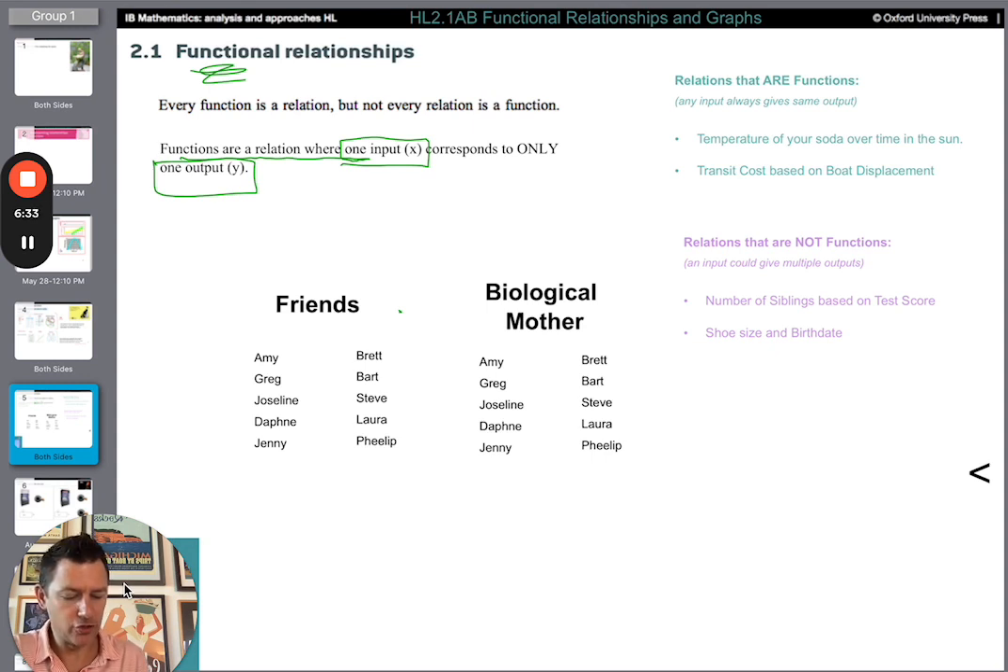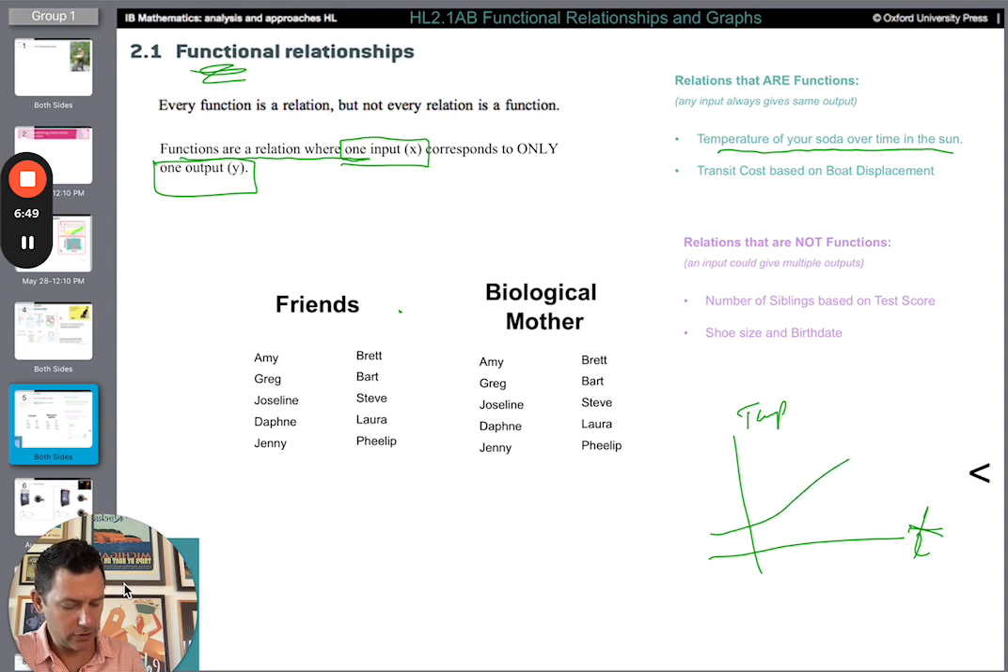So maybe relationships like the temperature of your soda over time in the sun, right? So here's time, little t, and here's temperature, and it's warming up, so it's going to do something like this. And at time 10, your soda should be a certain temperature. If you put in 10 again, you shouldn't get a different temperature, because then, are you testing in two different spots?